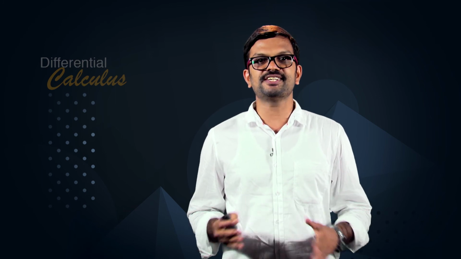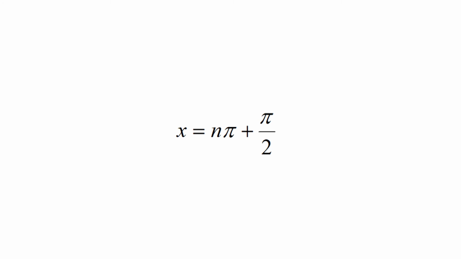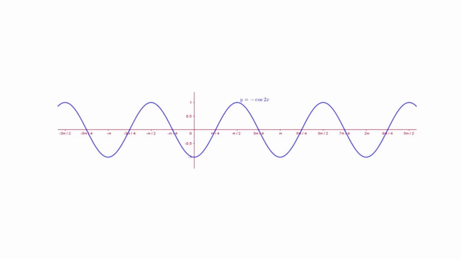Thus, x equal to n pi is a local minimum for each integer n, and x equal to n pi plus pi by 2 is a local maximum for each integer n. This is obvious as seen from the graph of f of x equal to minus cos 2x.